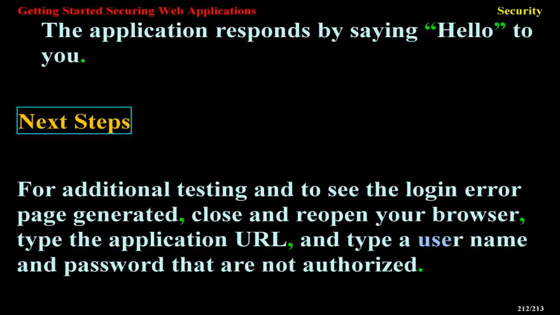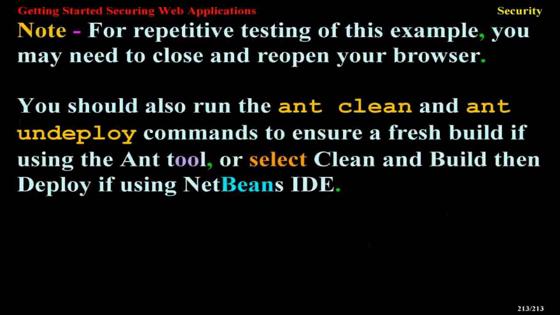Next steps. For additional testing and to see the login error page generated, close and reopen your browser, type the application URL, and type a username and password that are not authorized. Note: for repetitive testing of this example, you may need to close and reopen your browser. You should also run the clean and undeploy commands to ensure a fresh build if using Ant, or select clean and build then deploy if using NetBeans IDE.